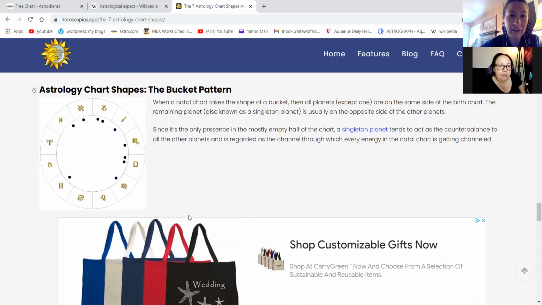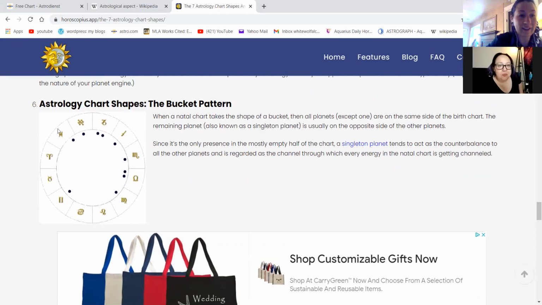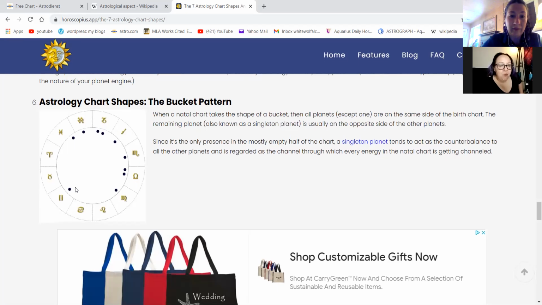Since it's the only presence in the mostly empty half of the chart, a singleton planet tends to act as the counterbalance to all the other planets and is regarded as the channel through which every energy in the natal chart is getting channeled. So I see it as like this one planet is literally pulling all this, and it's how all of this energy is channeled through this one planet. Okay.